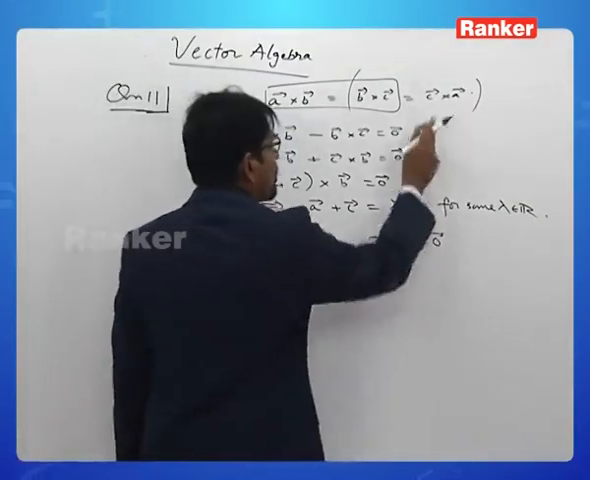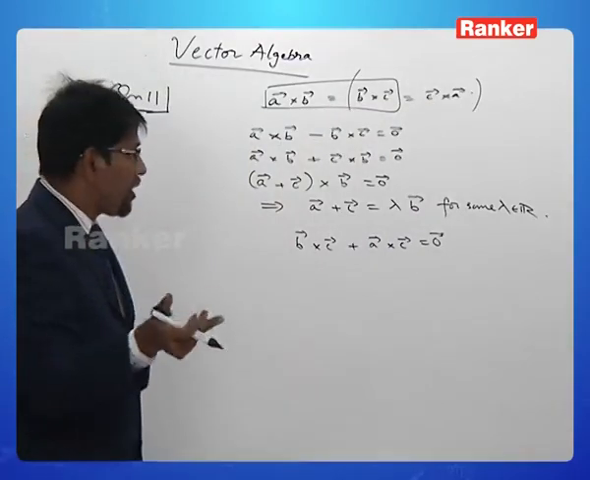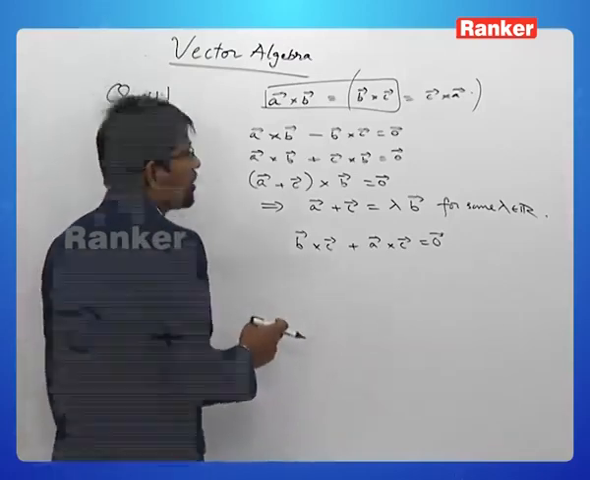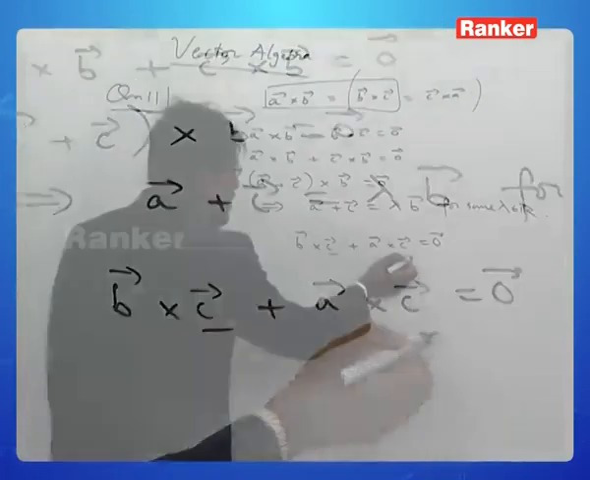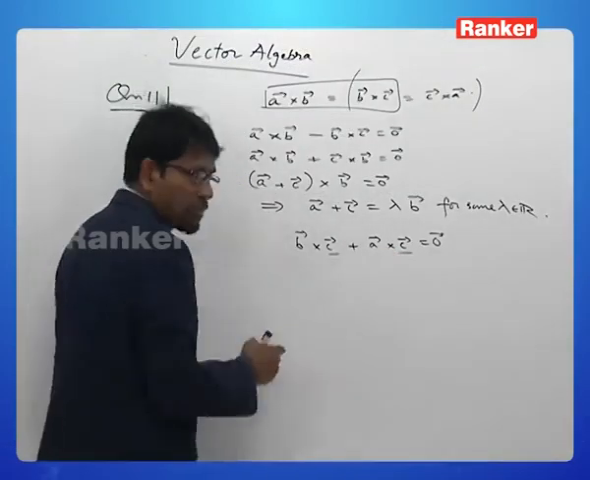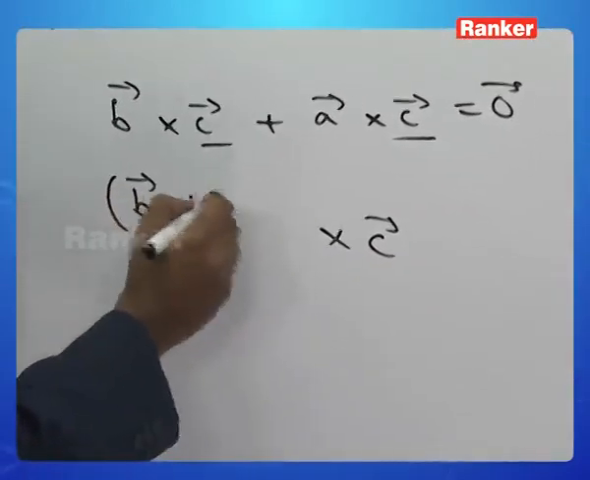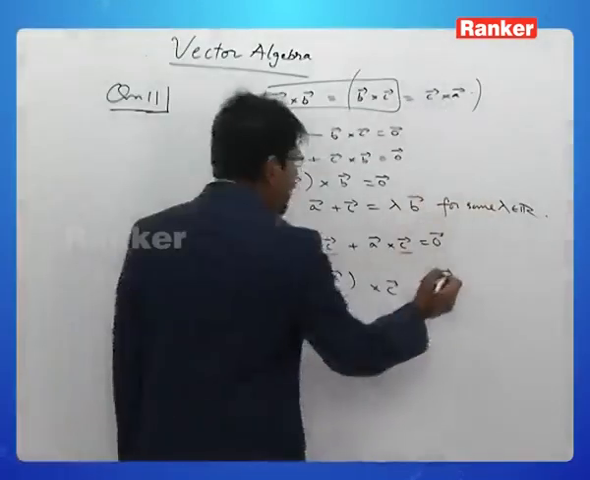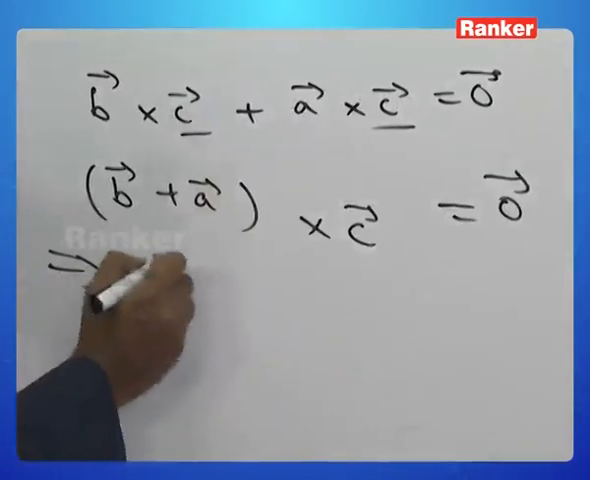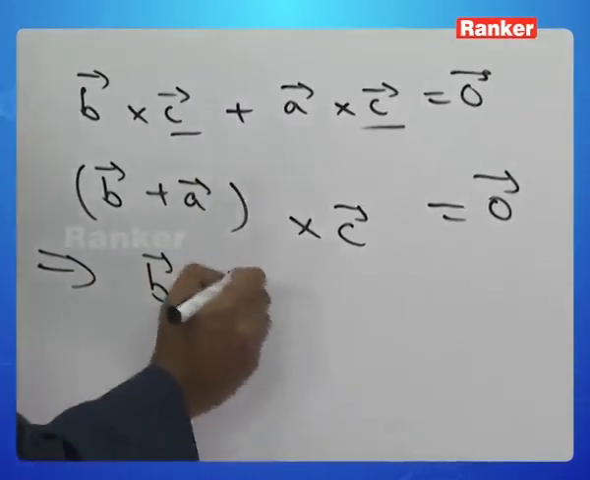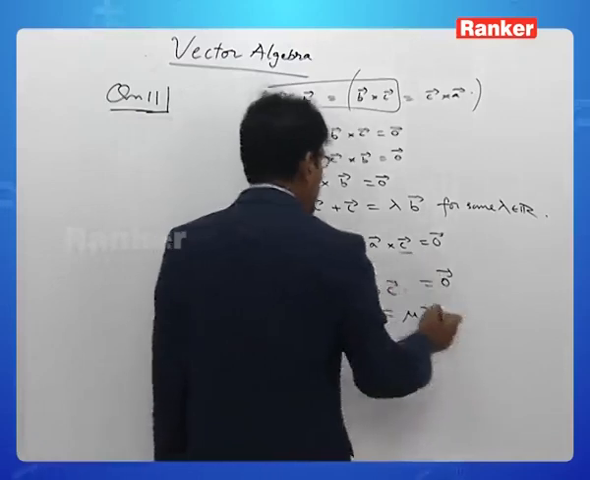Again I reversed this. B bar cross c bar minus c bar cross a bar is 0. The cross product we can reverse; when you reverse the order you get a minus sign. So that minus sign has been absorbed here, and now you find that c bar is post multiplying on both the vectors. So we can take c bar common. So we have b bar plus a bar, cross product with c bar, is equal to the null vector. Again b bar plus a bar and c bar have to be collinear vectors. Therefore this implies b bar plus a bar we can write as some mu times c bar, for some mu.